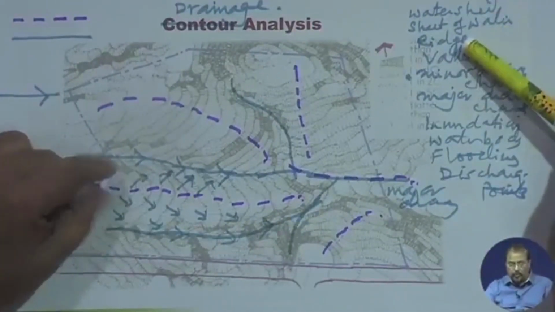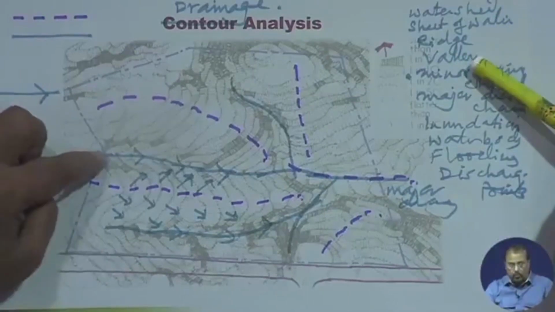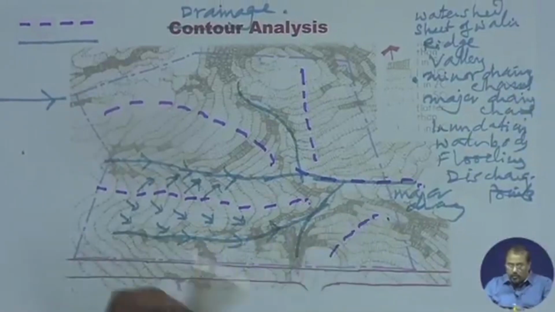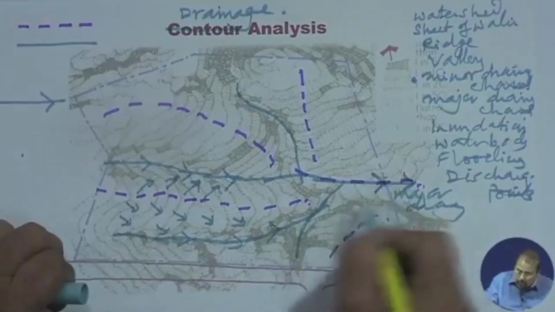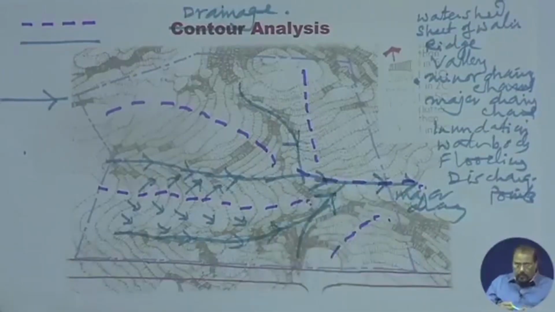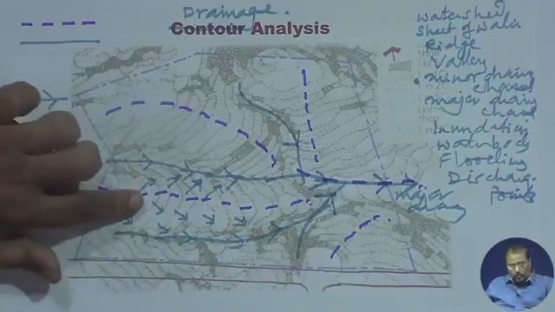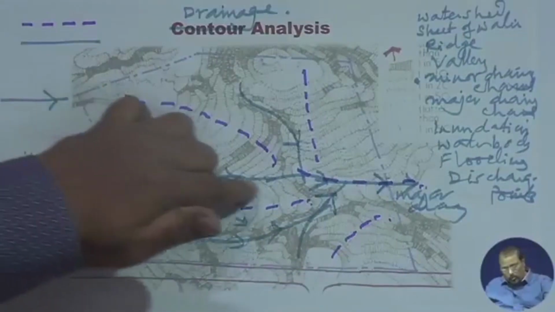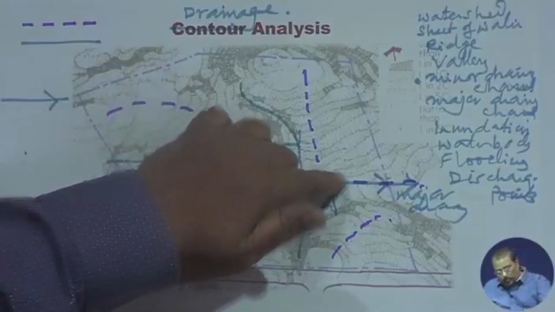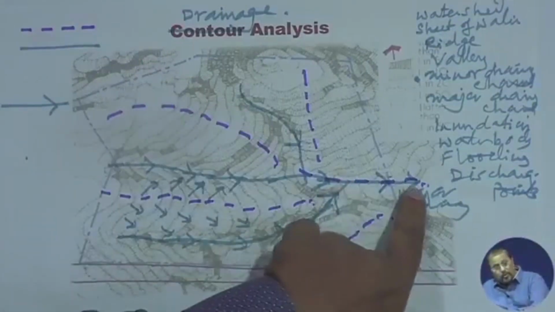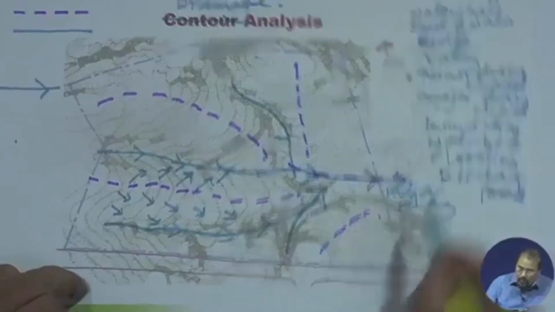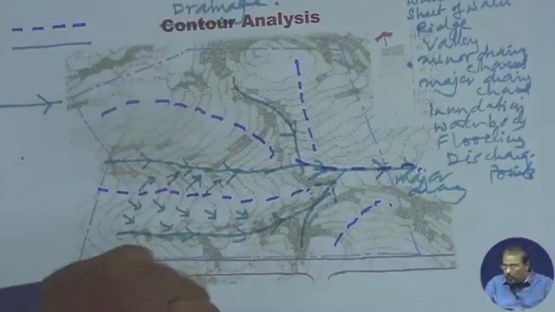shown over here, the ridge I have shown over here, the valley I have shown over here, and then the minor drainage channel is this, and the major drainage channel is this. So major drainage channel also will have to have an arrow. So it is like, now my drawing is becoming complete, that water is coming from this to this, then flowing through this, getting connected with another one, coming to this, getting connected with another one, and then going in this direction.